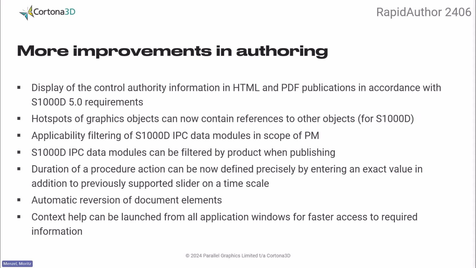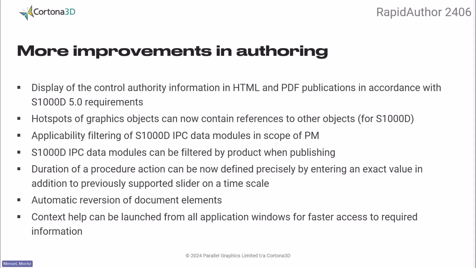And to wrap up this section, here's a short, actually rather long overview of some additional improvements to the 3D authoring process that we wanted to give you a heads up for. Control authority information is now displayed in HTML and PDF publications in accordance with S1000D 5.0 requirements. Next, hotspots of graphic objects can now contain references to other objects. And we now also allow for applicability filtering of S1000D IPC data modules in scope of the publication module.